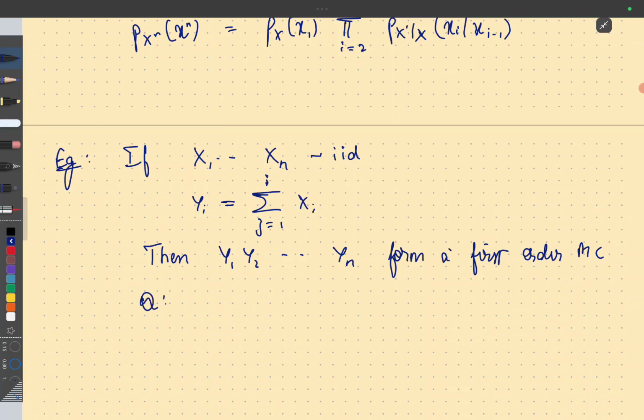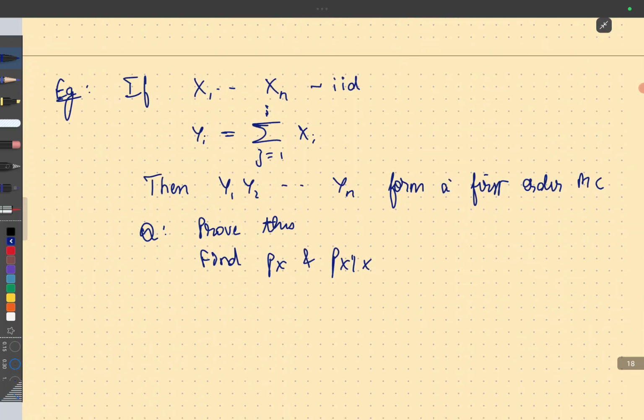And I'll leave this as an exercise. So first, prove that this is a first order Markov chain, and find the initial distribution and the transition kernel. Any questions? Okay.